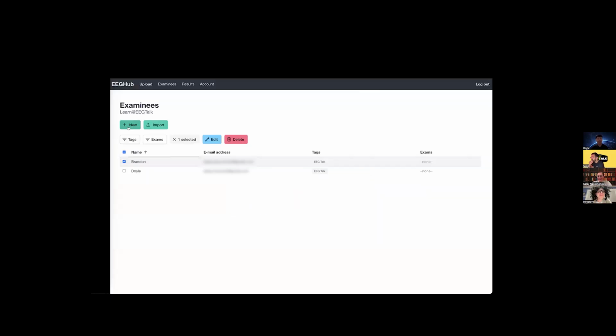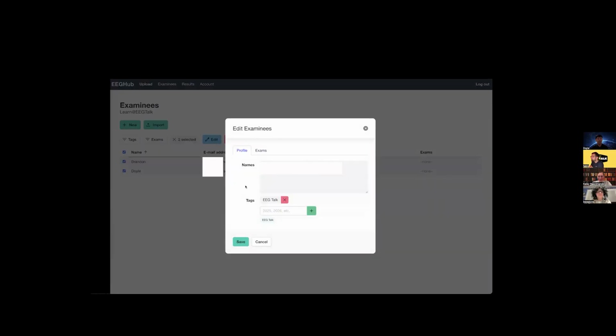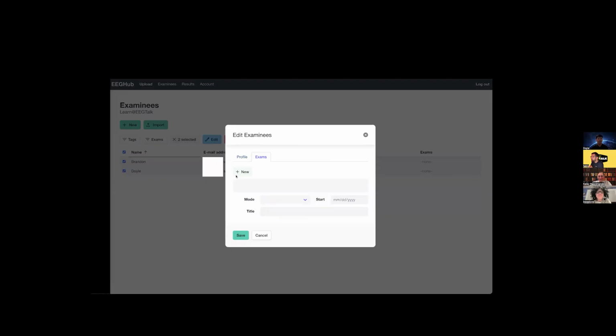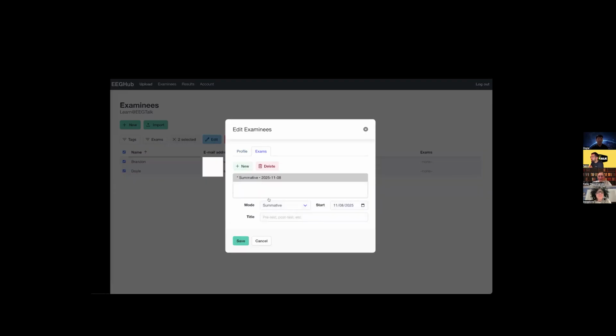Sure. And then let's go ahead and assign an exam to the two of us. So check my name there too. And then go to edit. And then under exams, go ahead and click on new there. Sure, let's do a summative exam. We can name it at the bottom. The title can be demo exam or pretest or something.